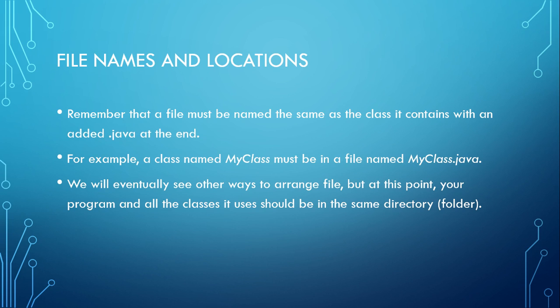Now we will eventually see other ways to arrange a file, but at this point, like I said, your program and all the classes you're using should be in the same directory or the same folder. And that's what you really want. You want everything to be nestled into the same directory. So when you're in Eclipse and you're making the project folder and you go and make a new class, make sure you're making your new class inside of that same folder.